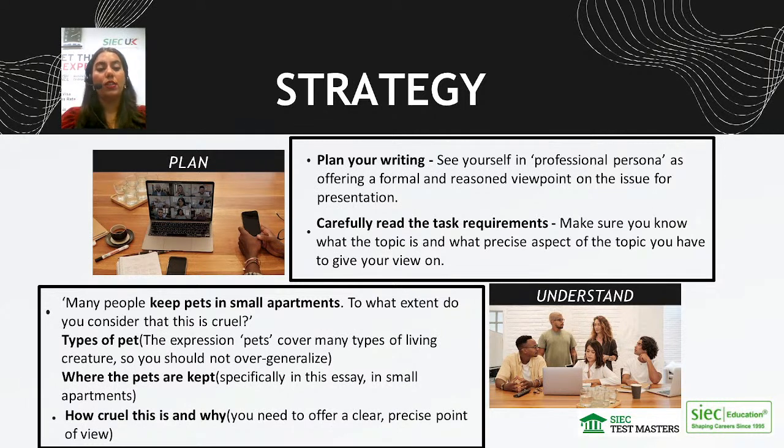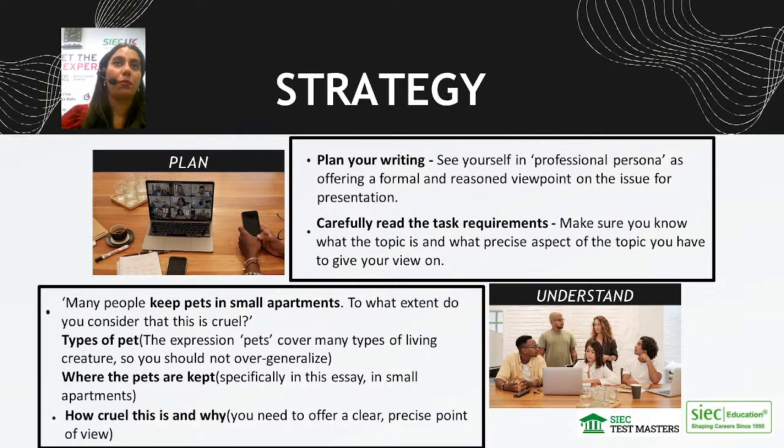The question here is, many people keep pets in small apartments. I've put it in bold, that there is this action of keeping pets happening. That is my one keyword, and the other is in small apartments. Now, the categorization: to what extent do you consider this is cruel? The third keyword, which I did not underline just because we need to analyze it ourselves, is cruel. So I got my three keywords: keep pets, small apartments, and cruel.